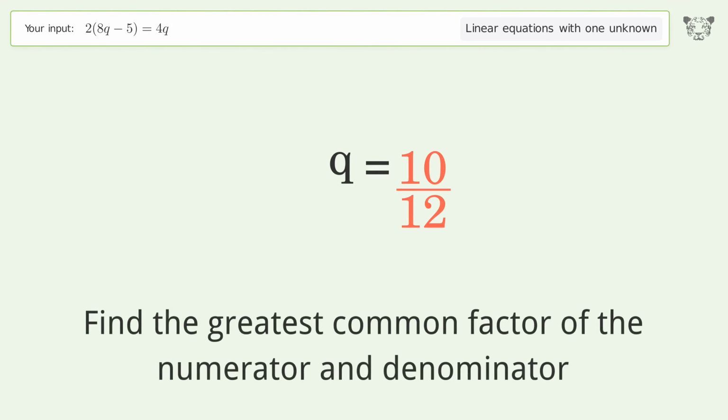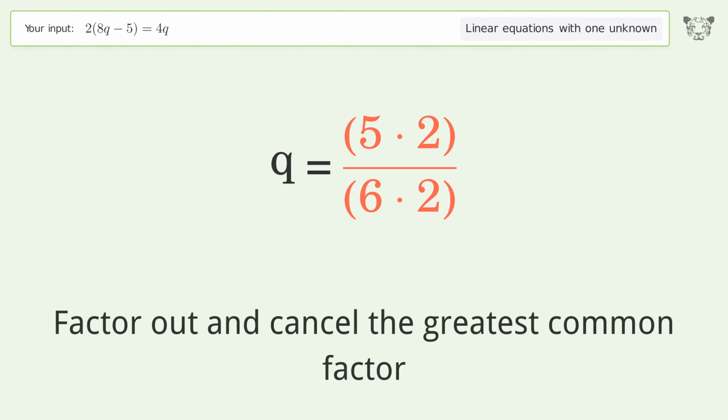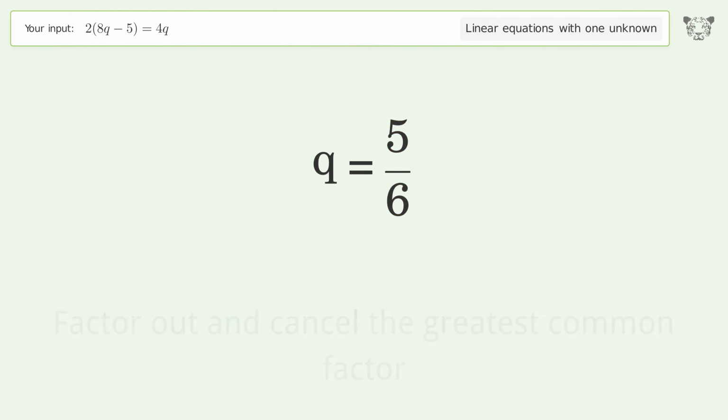Find the greatest common factor of the numerator and denominator. Factor out and cancel the greatest common factor. And so the final result is q equals 5 over 6.